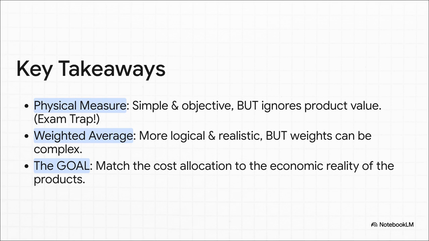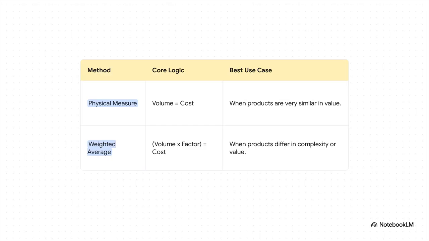But no matter what method you use, the goal is always the same. Make the cost allocation match the economic reality of your products. And finally, here it is, the ultimate cheat sheet. This is the slide to burn into your memory. Physical measures logic is basically volume equals cost, which is only really okay when your products have super similar values. Weighted averages logic is volume times a weight factor equals cost, which is perfect for when your products are very different.